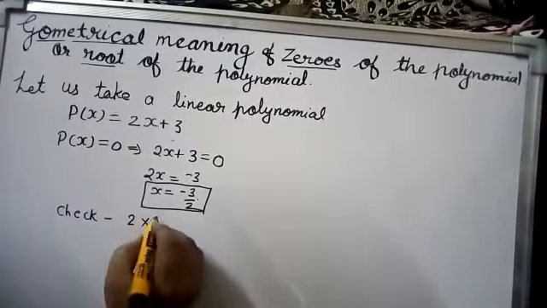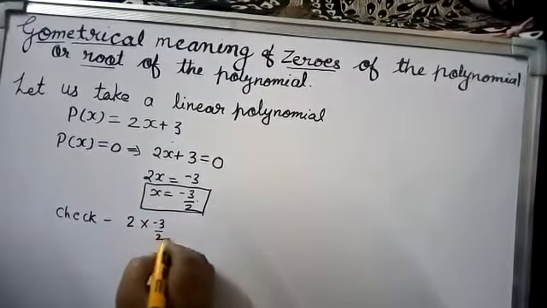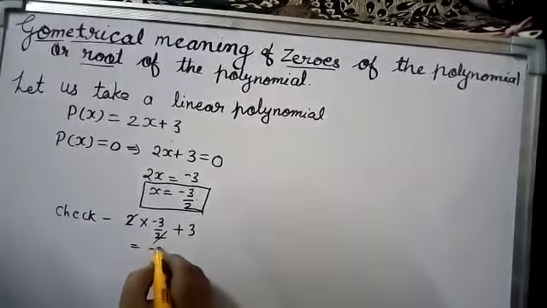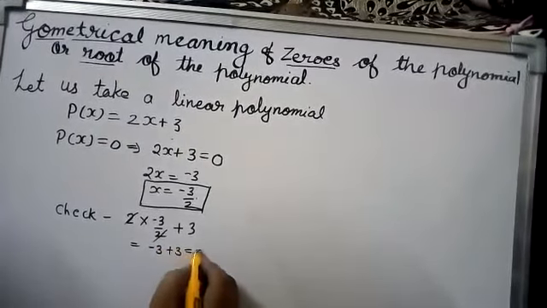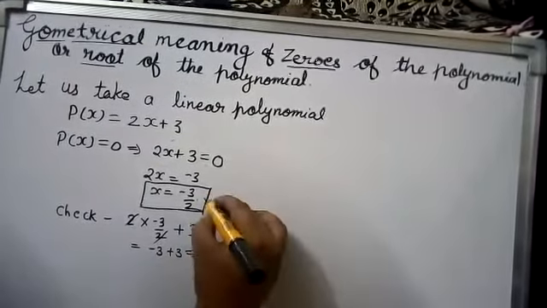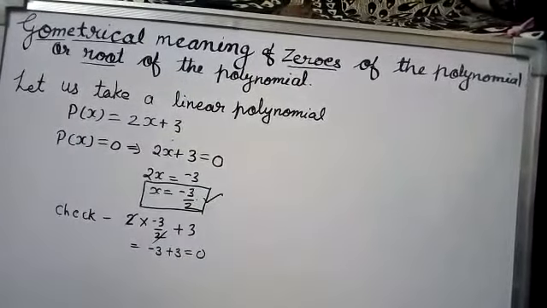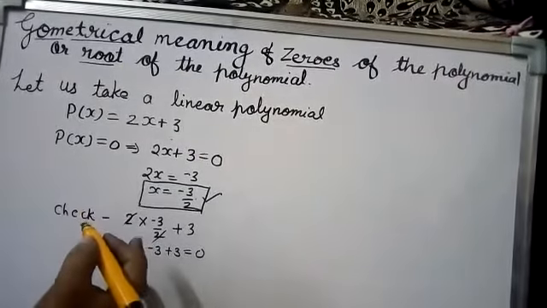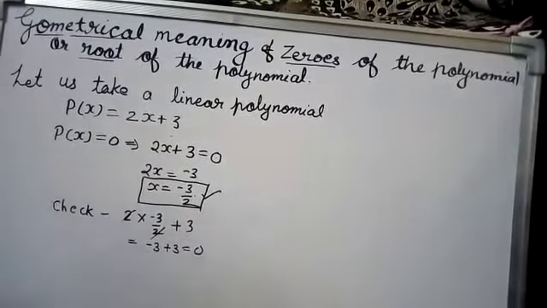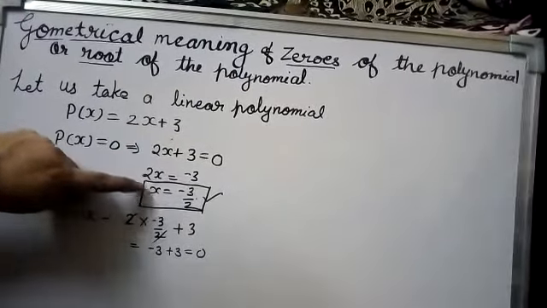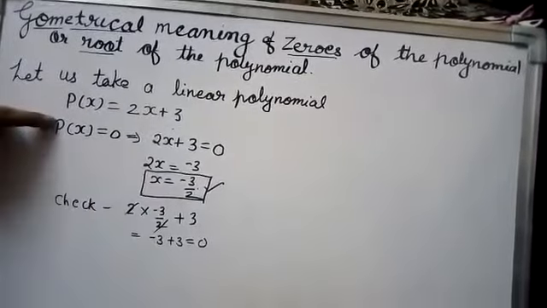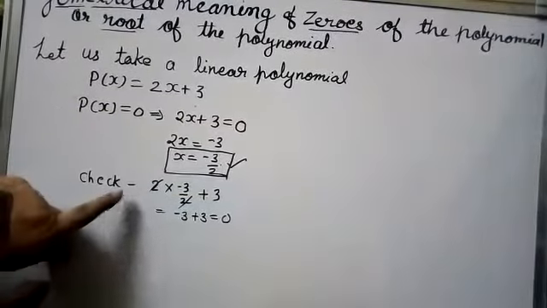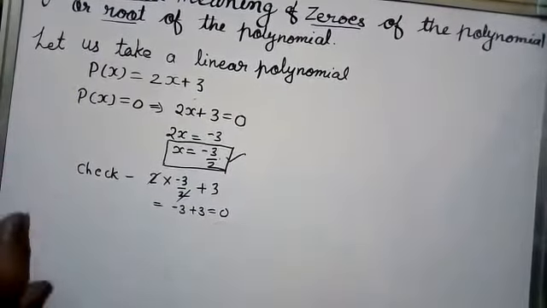2 into minus 3 by 2 plus 3. So we can see minus 3 plus 3 is equal to 0. That means x is equal to minus 3 by 2 is the root of the polynomial or zero of the polynomial. We have learned that the root or the zero of the polynomial is the value of the variable which we put in the polynomial so that it gives the value of the polynomial 0.